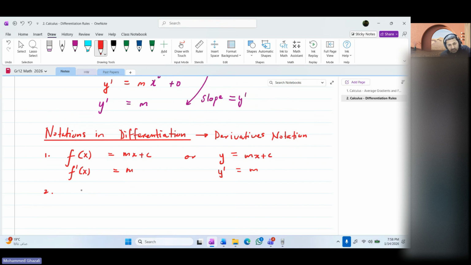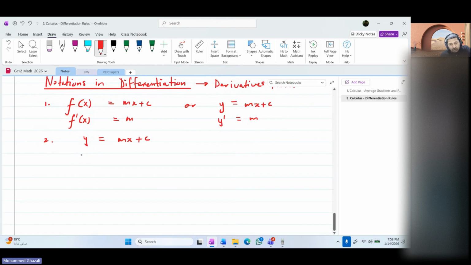Second notation, if we have y equals mx plus c, we say dy over dx. Differential change in y with respect to x. So you have a function y, you are differentiating with respect to x. So if you differentiate, there is an m next to x, so the answer is just m. So this is the next notation. Remember, it's the same thing as saying change in y over change in x, instead we're saying dy over dx. So this is also the slope.